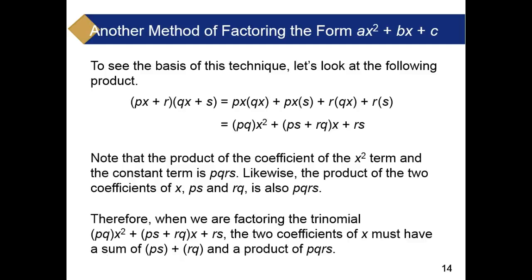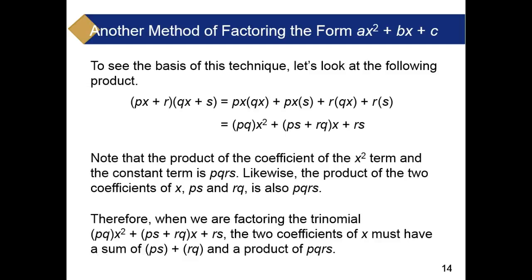Again, this part I go, if that's the best you can do. To see the basis of this technique, let's look for the following product. This makes it clearer, doesn't it? Okay, px plus r times qx plus s. When you follow that, you get px times qx, which is pq times x squared. Then you get a psx plus a rqx plus rs. Okay, sure, that's flowing. We understand that.